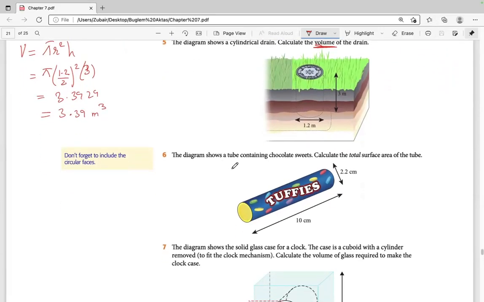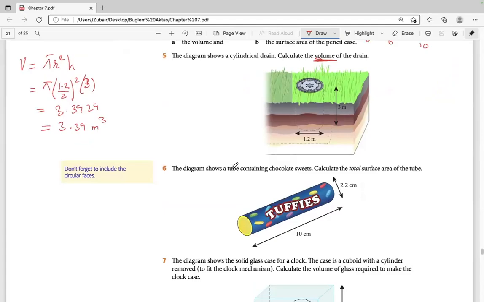The diagram shows a tube containing chocolate sweets. Now, when we keep on practicing these questions, they will lead onto the stage where volume is given and one of the dimensions will be missing, or surface area might be given and dimensions missing. Calculate the total surface area of the tube.